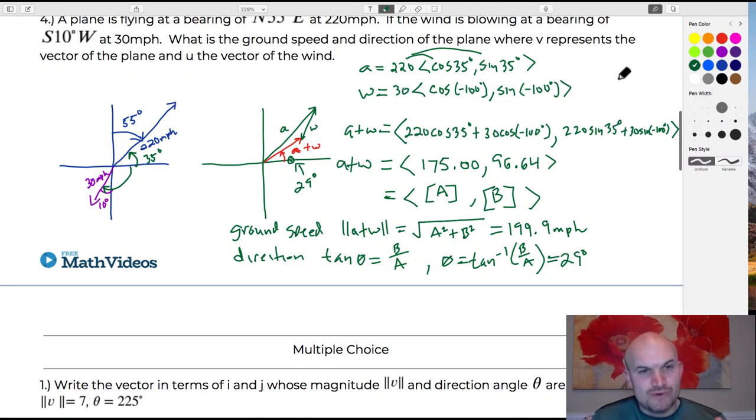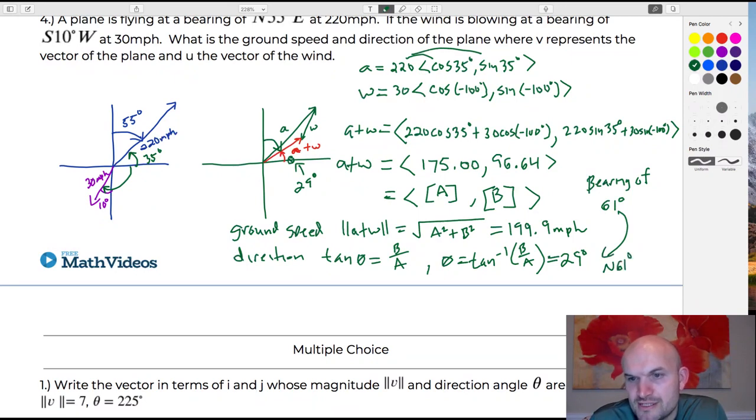But if we're going to talk about the direction, we typically talk about that as a bearing. From here to here is 29, so we want to figure it out from the north direction. That's 90 minus 29, which is 61. So a bearing of 61 degrees, or you could also say north 61 degrees east. So two different ways for you to do that.